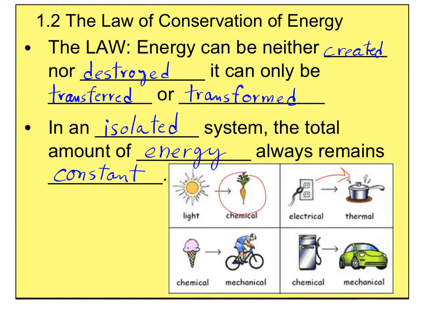And in an isolated system, so if you imagine you had a perfect thermos cup, the total amount of energy is always the same in that perfect thermos cup because nothing can exit the cup and nothing can enter it.